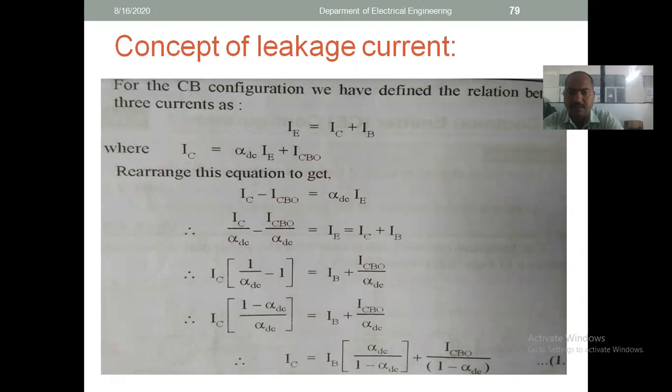Rearranging this equation for IE, we get IC minus ICBO, which is equal to alpha DC into IE. This is the equation for IC.